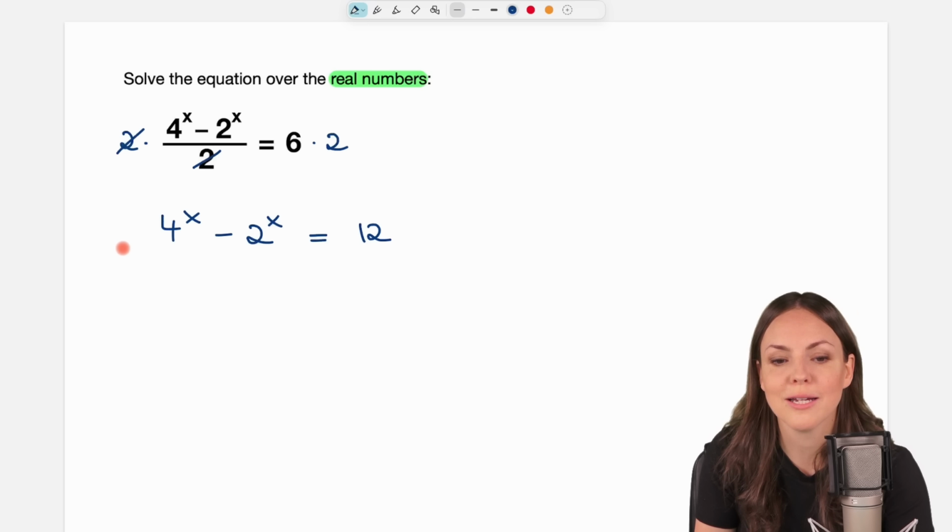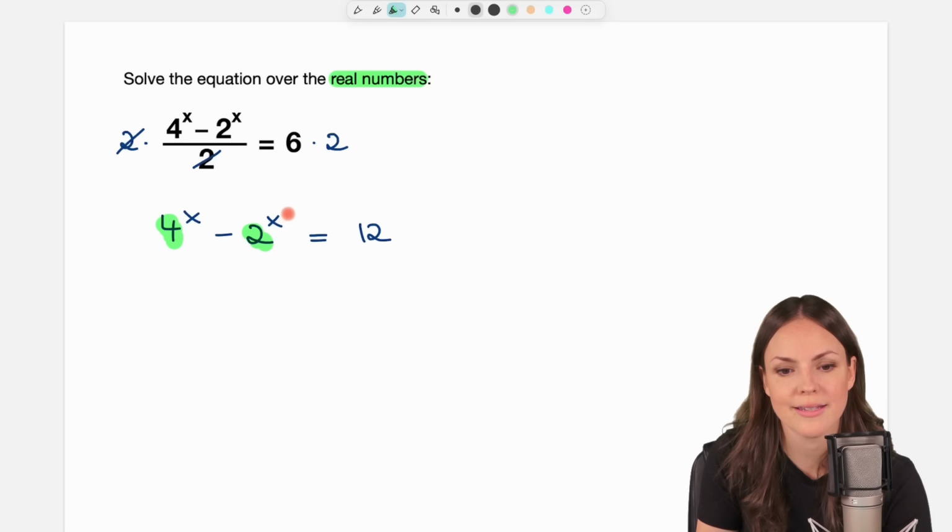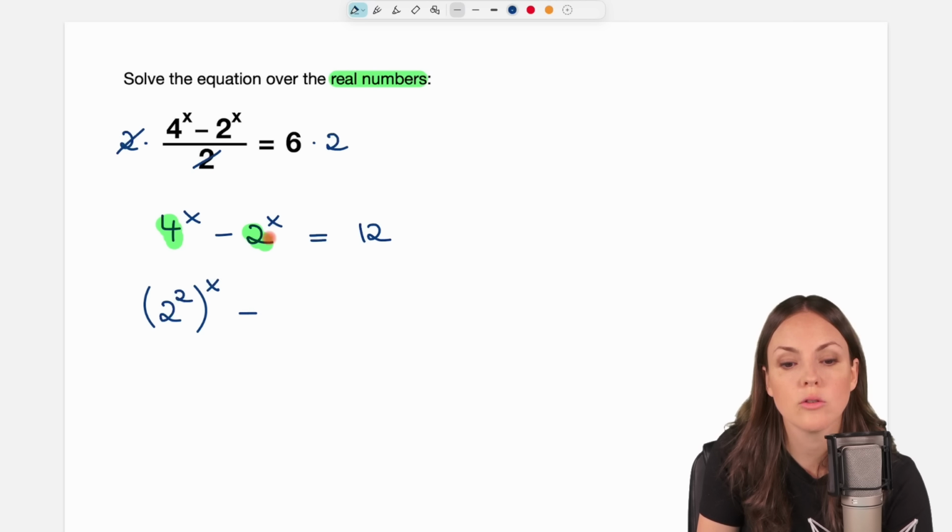We can see if there is a relationship between these numbers. Here we have 4 to the power of x, and here 2 to the power of x. And the 2 is a part of the 4. We can write the 4 as 2 to the power of 2. This is my 4, and then we still have to raise it to the power of x, so we have to write it in parentheses and to the power of x. Then we subtract the 2 to the power of x here and the 12 on the other side.